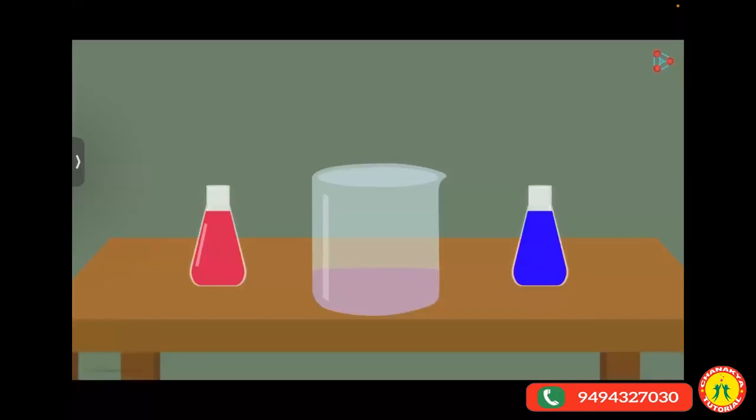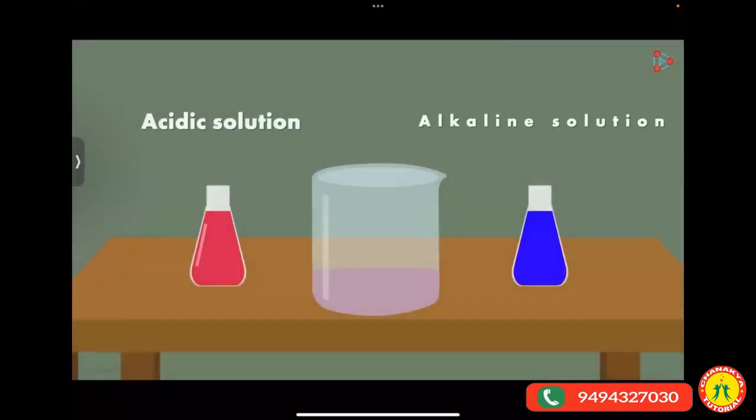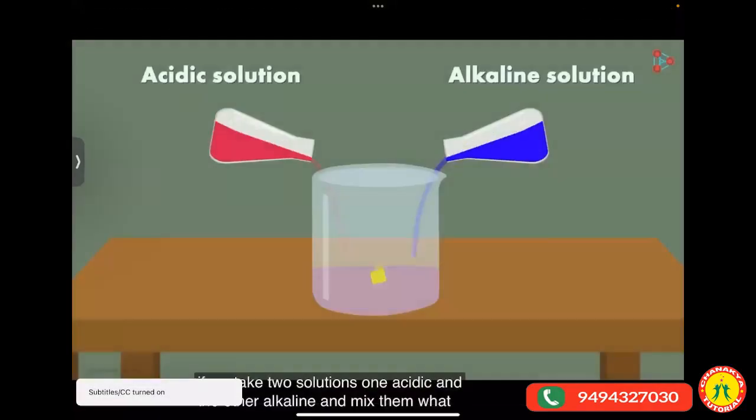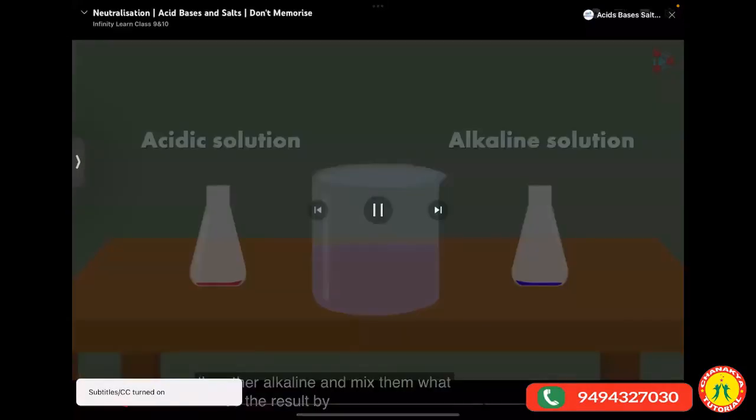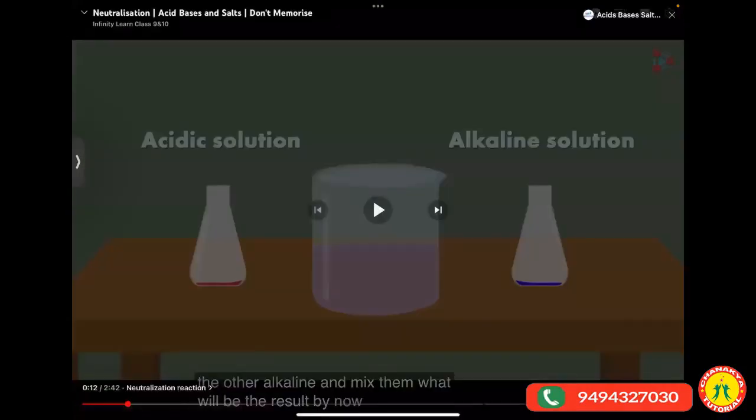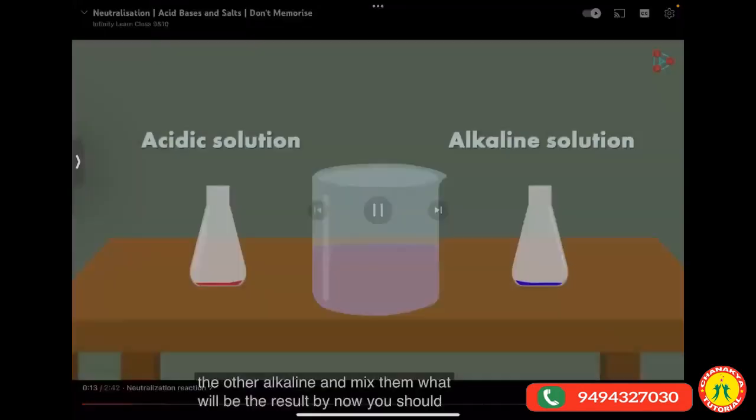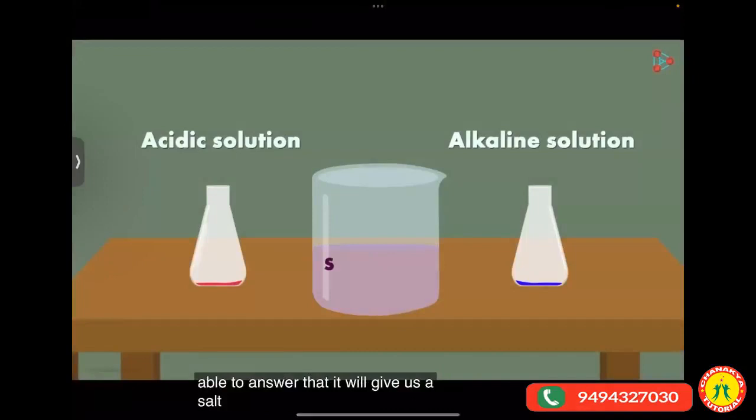If we take two solutions, one acidic and the other alkaline, and mix them, what will be the result? By now, alkaline is nothing but basic, okay? So make note of it, write it in brackets or something. Another word for basic solution is alkaline. You should be able to answer that it will give us a salt, and water will be released as a byproduct. Now, does this happen every time?